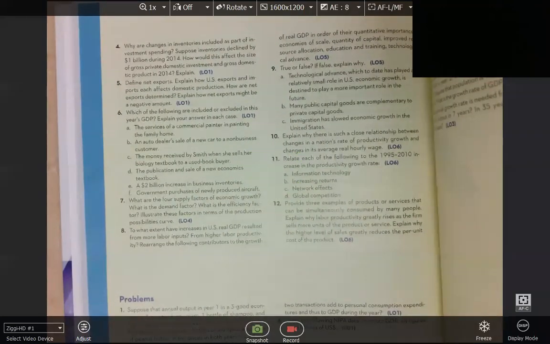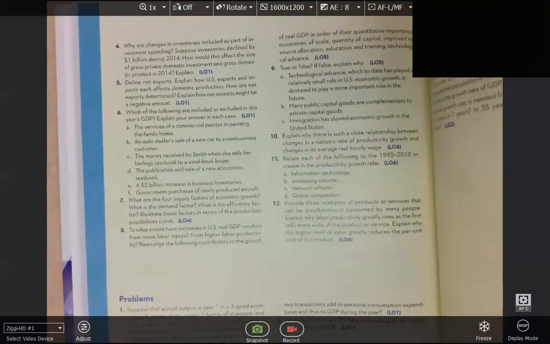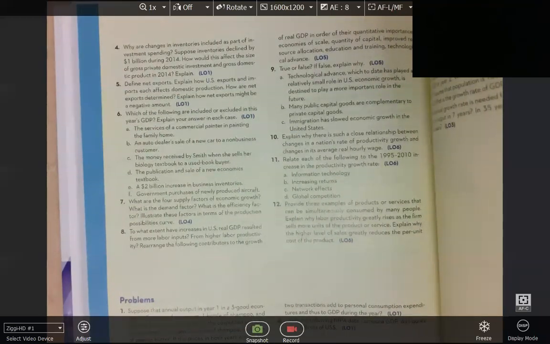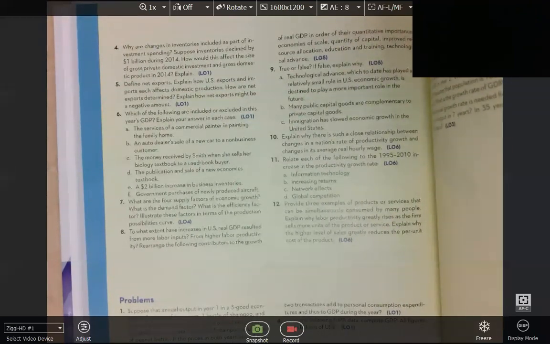So this is chapter 10, correct? All right, so question 4. Question 4, we're asked, why are changes in inventories included as part of investment spending? So why are changes in inventories included as part of investment spending? Anybody want to field that one?